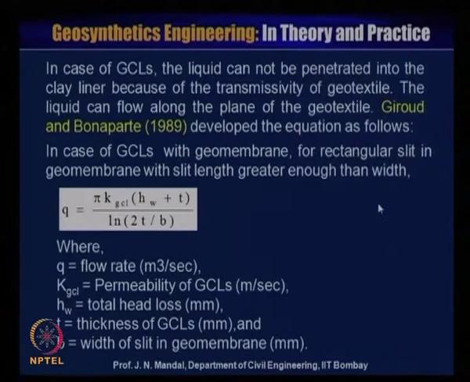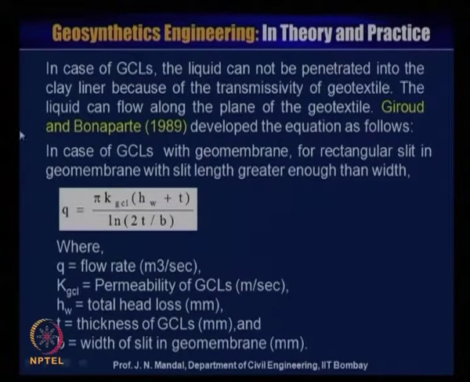So, in case of the geosynthetic clay liner, liquid cannot penetrate into the clay liner because of the transmissivity of the geotextile. The liquid can flow along the plane of the geotextile. Giroud and Bonaparte 1989 developed the equation for flow in case of a GCL with a geomembrane, for a rectangular slit in a geomembrane with slit length large enough compared to width.